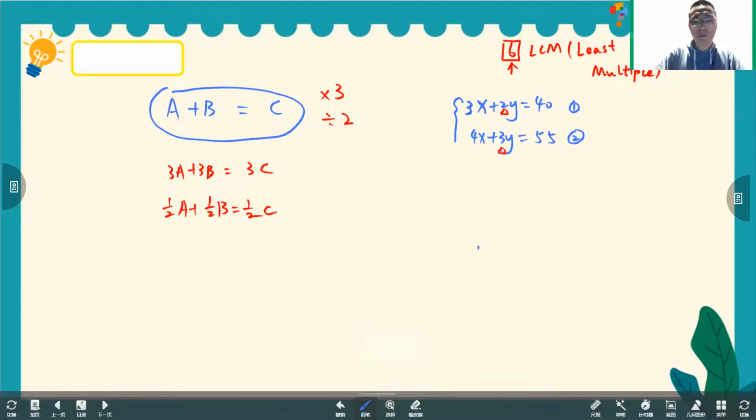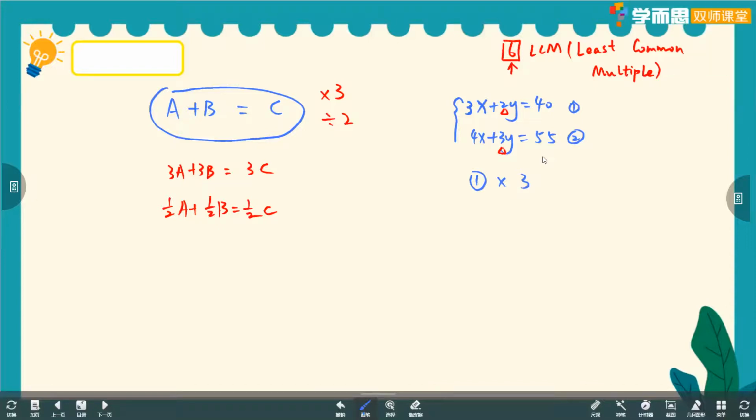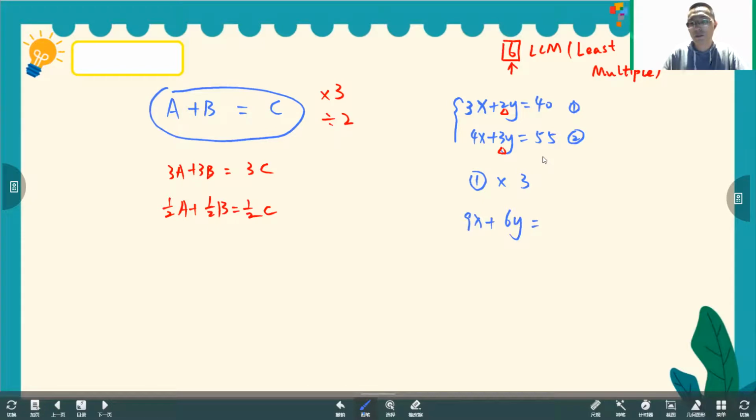And then, remember I said here that we can enlarge or reduce one equation by the same proportion and the equation still stands. So how do we get 6 from 2? We times 3 to equation number 1. Yeah, so that means we have to times 3 to each term respectively in equation number 1. So we get 3x times 3, 9x, plus 2y times 3, 6y equals to, remember, this 40 also has to times 3 as well. So we have to write 120.